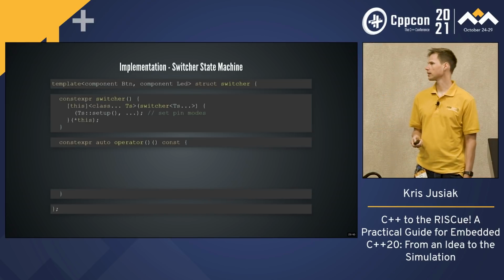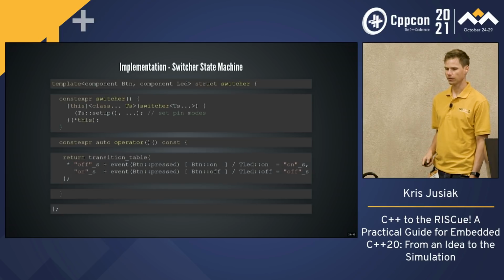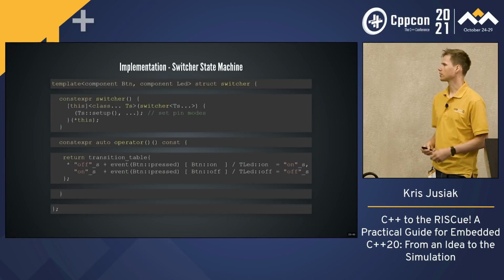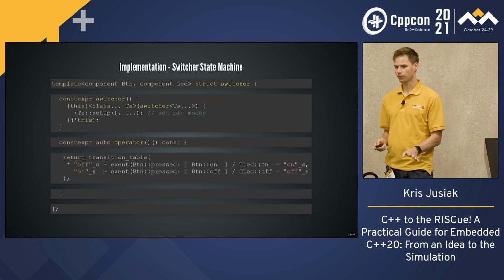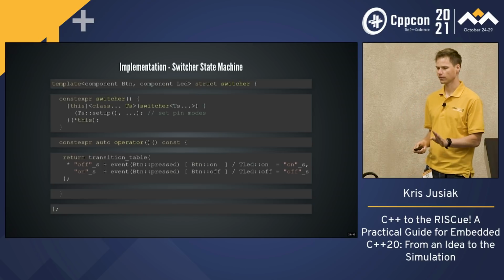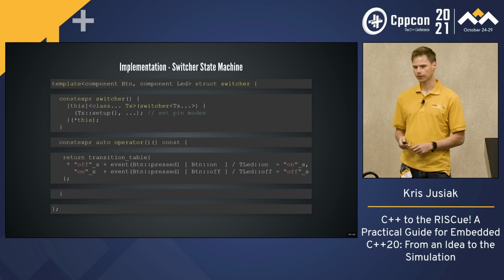And then we implement the call operator for the transition table. As pointed out before, the transition table is the same as the PlantUML implementation. So no surprises here, I hope. We start in the off. We go through the event when we press the button and it's in high state. We turn on the LED, we go to on, and vice versa, the other way around.